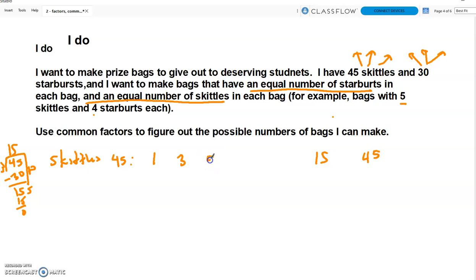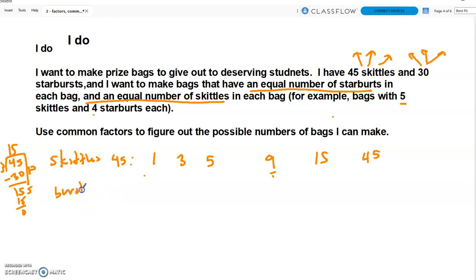4 does not go into 45. 5 does. 5 times 9 is 45. 6 does not. 7 does not. 8 does not. And 9's already on my list, so I know I'm done. So there's all the possible ways I can do my Skittles. I can put them in 1 bag, 3 bags, 5 bags, 9 bags, 15 bags, or 45 bags, and they would be even, equal.